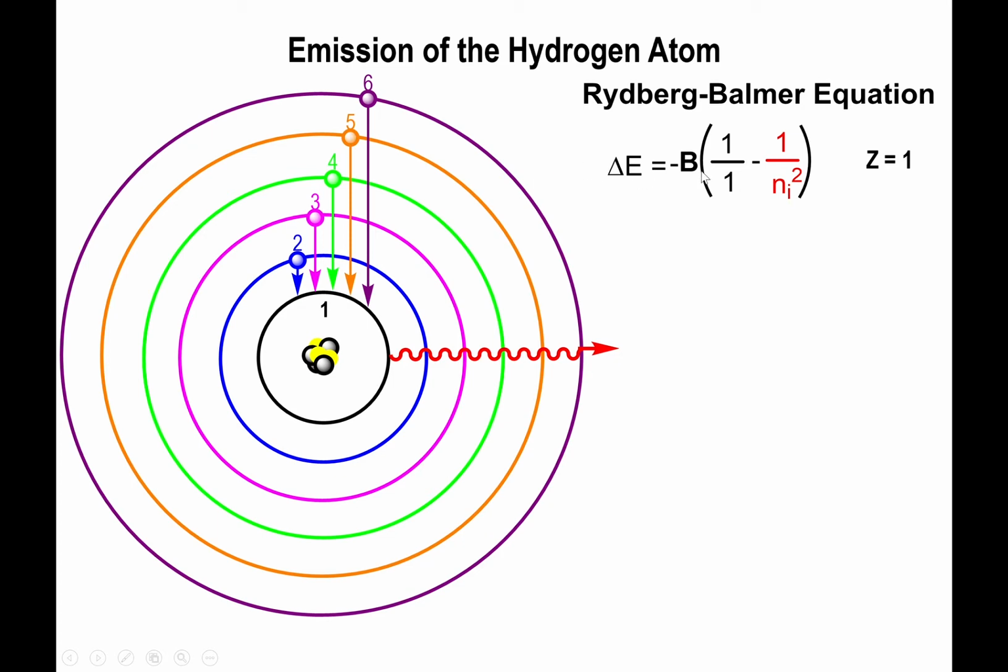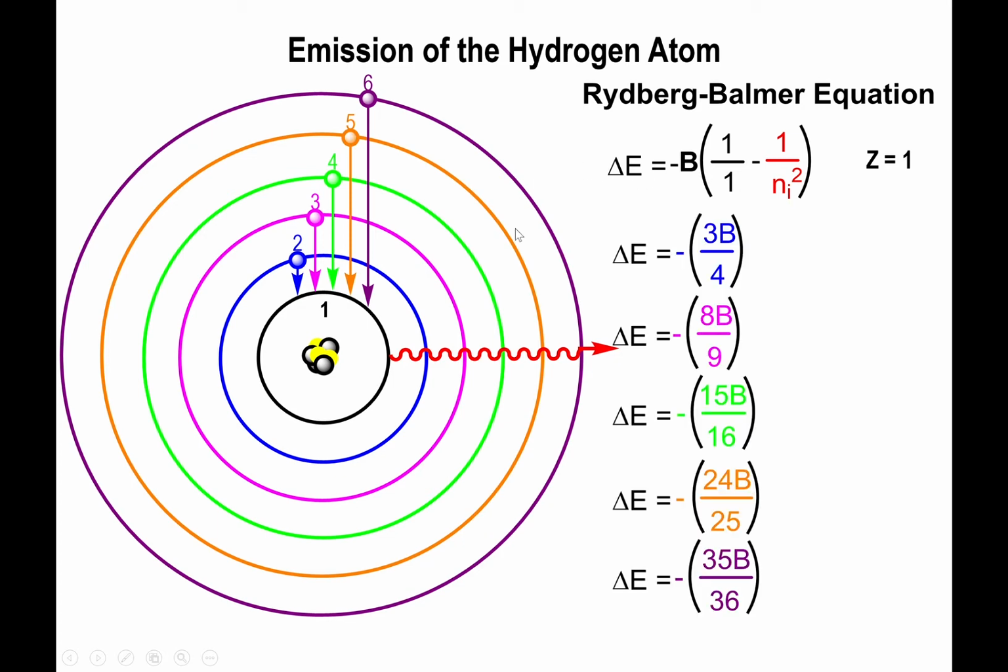So starting with the value of 2, we're going to find out that 1 minus 1 over 2 squared is going to be 3 over 4. We're going to ultimately find out that all the values we had before are going to pop up again. We're going to have 8 over 9, 15 over 16, 24 over 25, 35 over 36. But this time around, we're going to have the negative outside persisting. It will not cancel out because we have basically swapped the order of n initial and n final.